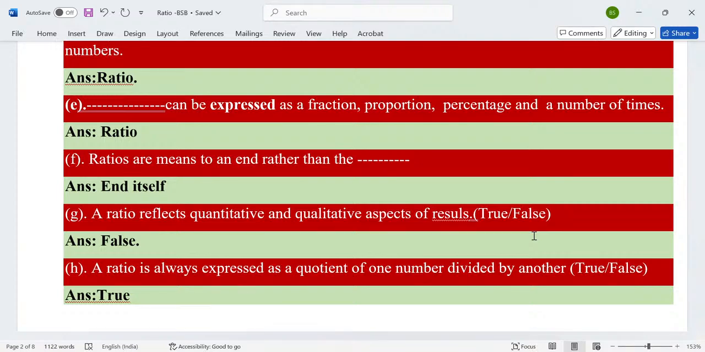Question G. Ratio reflects quantitative and qualitative aspects of the results. This question is repeated. Answer is false. Ratio is always expressed as a quotient of one number divided by another.